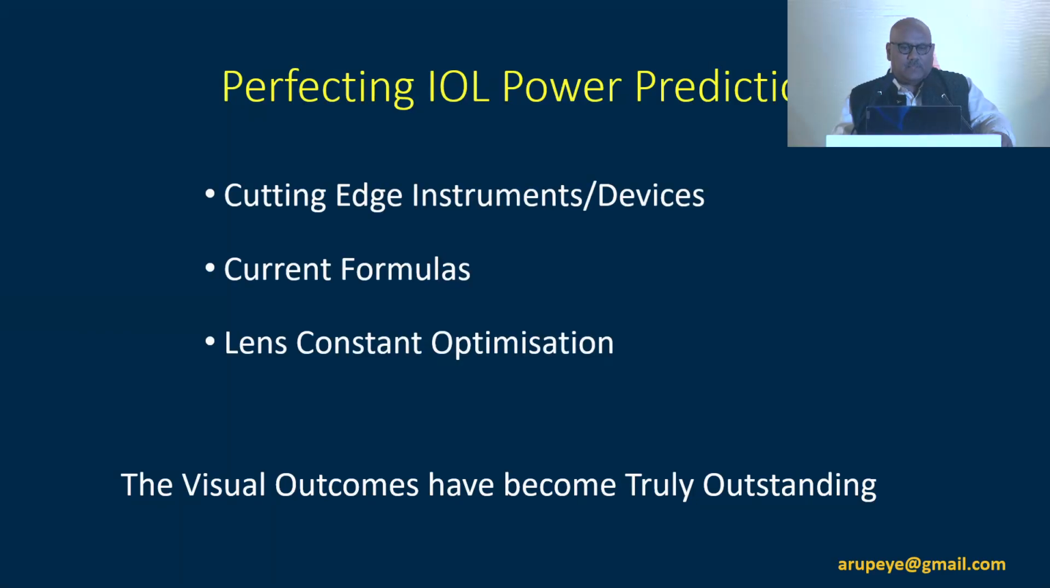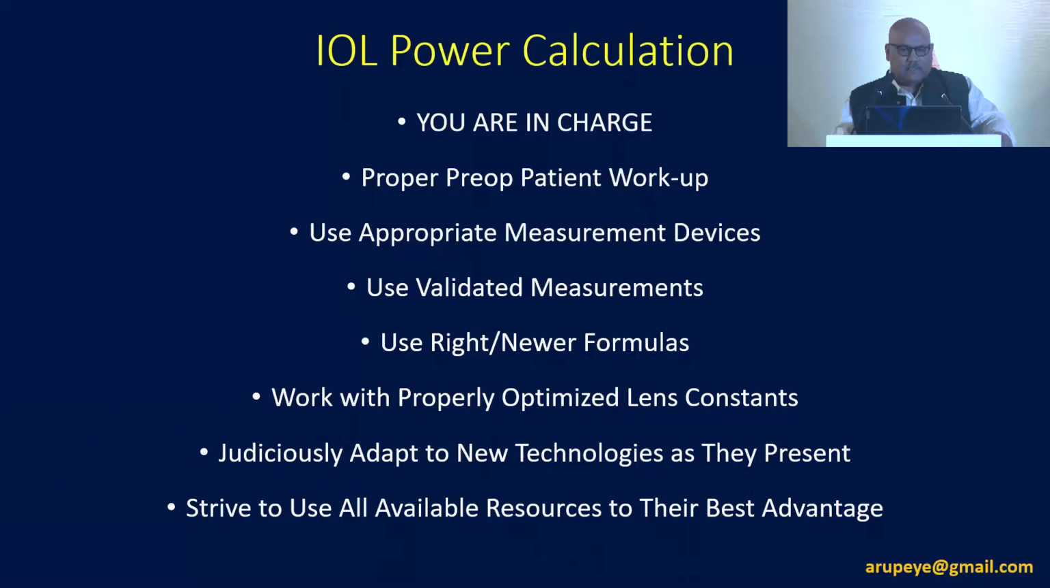So friends, you must realize that cutting edge instruments and devices play a very important role. You must use the current formulas. Lens constant optimization is also important to a large extent. But at the end of the day, you are in charge, so you should work up your patient properly, use appropriate measurement devices. Anything that comes up in the market makes a lot of noise, but may not be the best device. So be very judicious in the selection of biometric devices that you use, work with properly optimized lens constants, and strive to use all available resources to their best advantage.